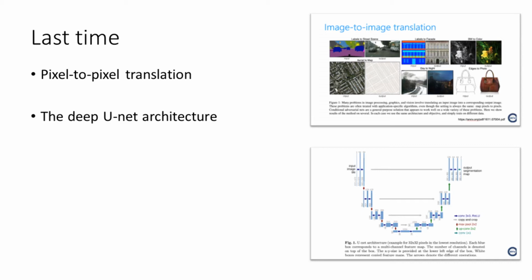So last time we talked about pixel translation or image segmentation. Image segmentation is specifically the case of pixel translation, where we are going from more information to specific classes. And we discussed the deep UNet architecture as well as transpose convolutions. Any questions on those concepts?